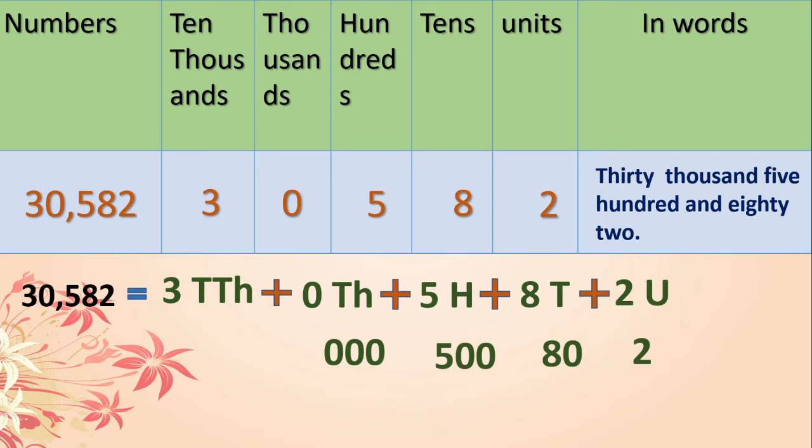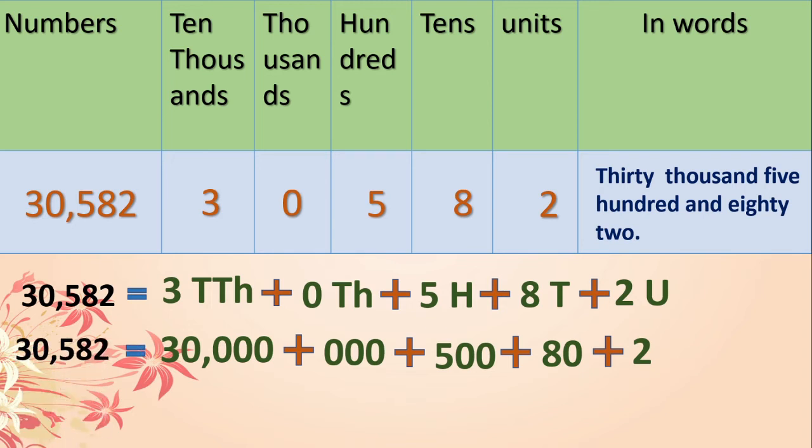Correct? Now in the last figure, that is 3 ten-thousands. So we will write 30,000. That is nothing but 30,000, isn't it? 3TTH means 30,000. When we add all these, what we get? We get the same thing, that is 30,582. Yes, this is the number given, and this is the one more form of this number.